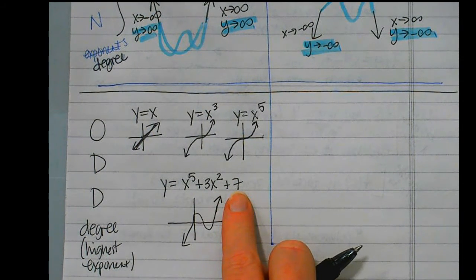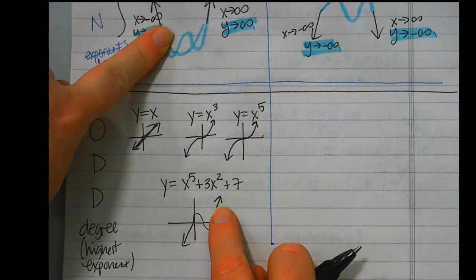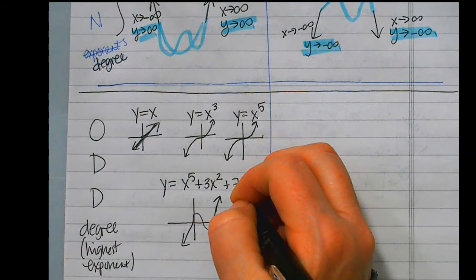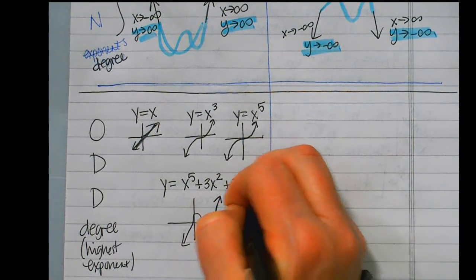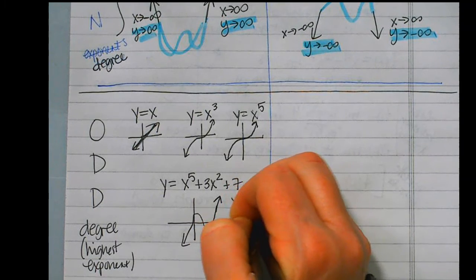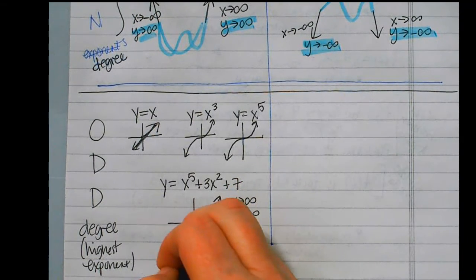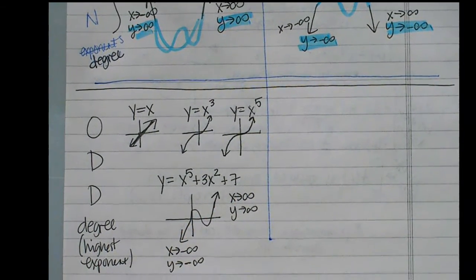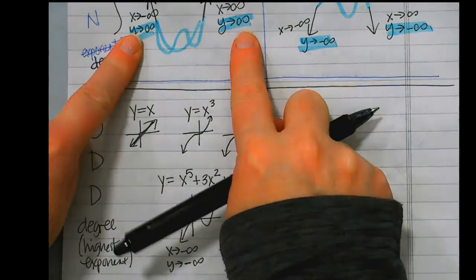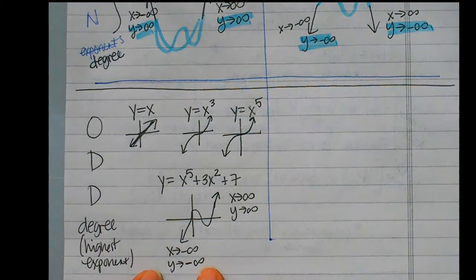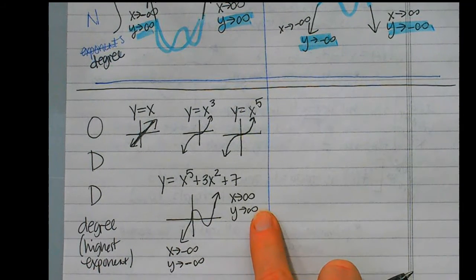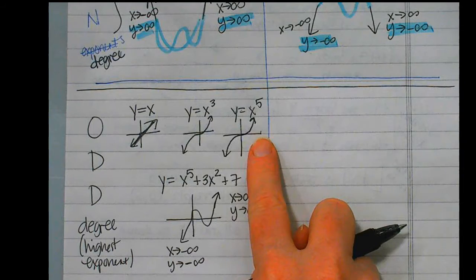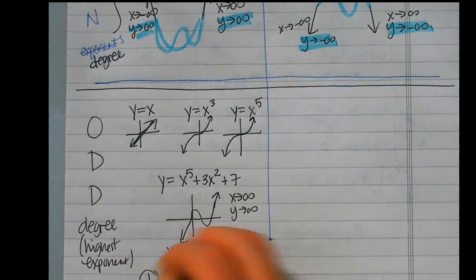But what's different between this one up here and this one right here is that on my odd degree, as x goes to infinity, y goes to infinity, but when x goes to negative infinity, y does something different. Up here, y did the same thing. If it's an odd degree, the y's do something different. One's positive and one's negative. So this represents all positive leading coefficients.